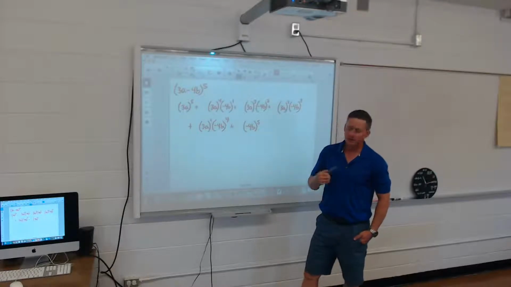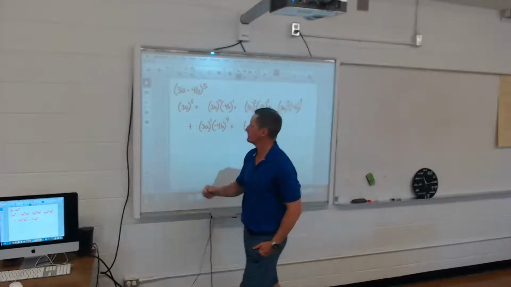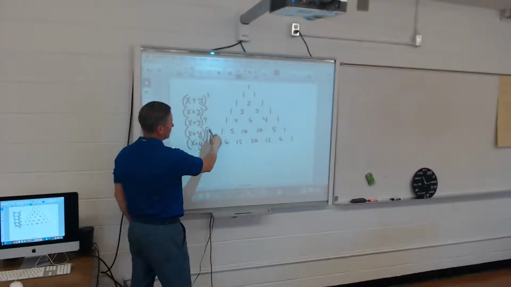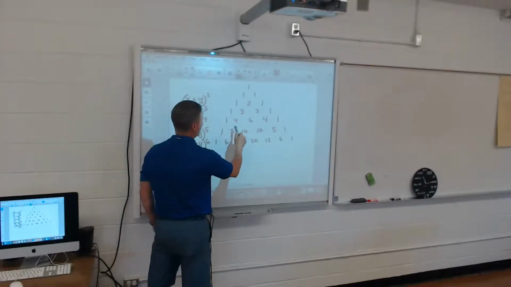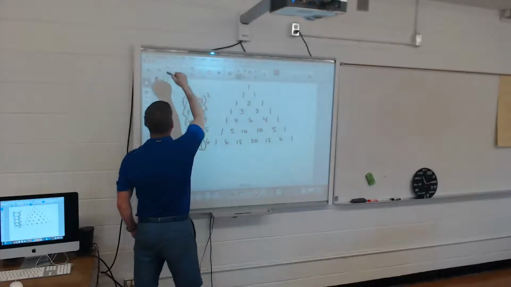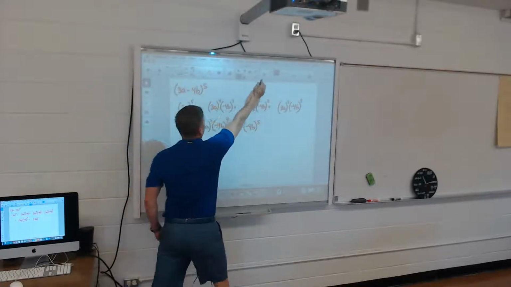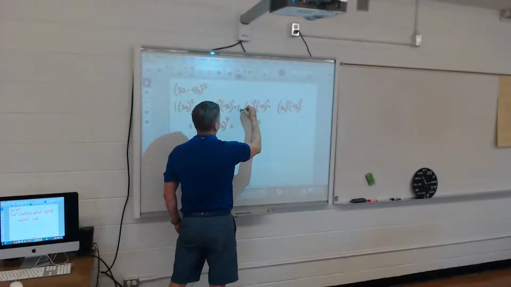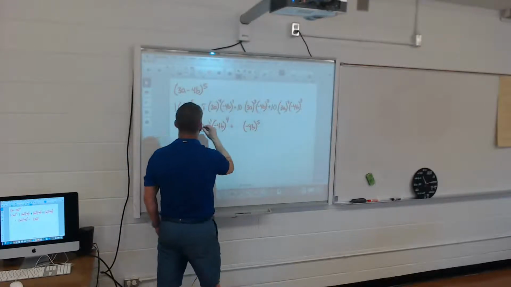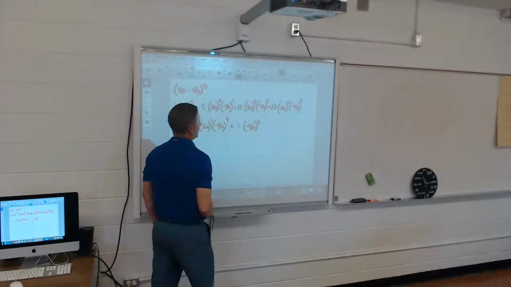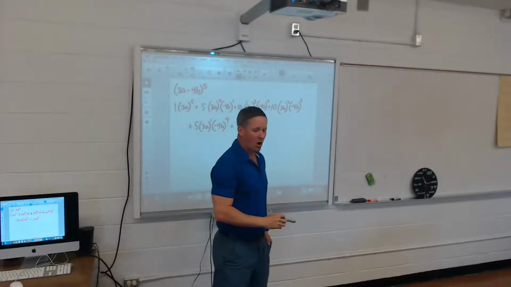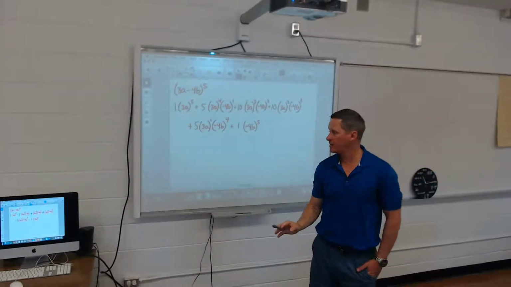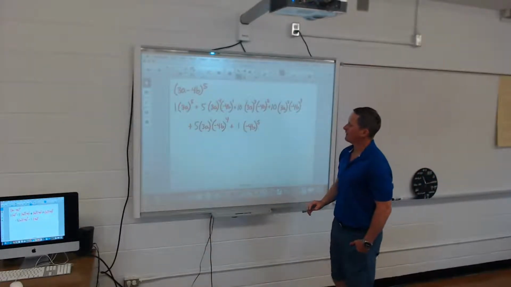Okay? Speaking of the coefficients, let's just go back one page. So it was x plus y to the fifth, right? So it's 1, 5, 10, 10, 5, 1. And again, this is all multiplication right now. All multiplication. All right?